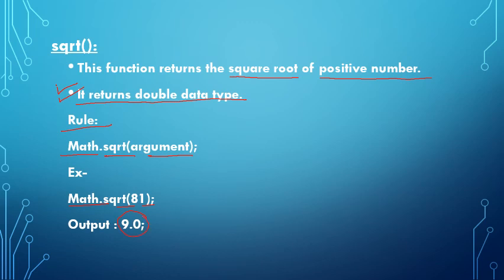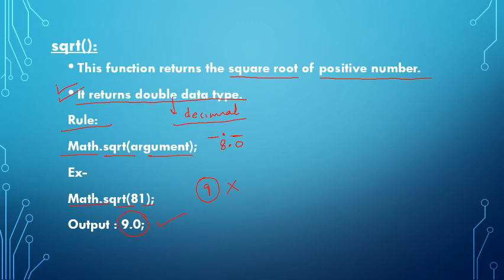Why? Because the double data type represents decimal numbers. And in Java, the decimal number rule is what? One digit before the decimal and one digit after the decimal. If there is no number after the decimal, then write 0. If you write 9, then it's wrong. Why? Because Math.sqrt always returns the double data type.